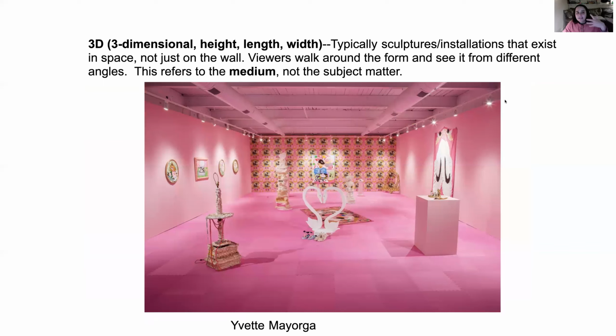Then three-dimensional, obviously 3D: sculpture, installation. Yvette Mayorga, she's a Chicago-based Mexican artist. This is a work of art that's not only sculptures, but the whole room is the work of art. So you're invited to walk around the work, see the paintings on the wall, see the wallpaper, interact with the whole space, and you feel like you're in a completely immersive environment. And again, that is for a specific reason. Why did she do that? Why did she go through the trouble of painting the walls or putting in this pink floor?